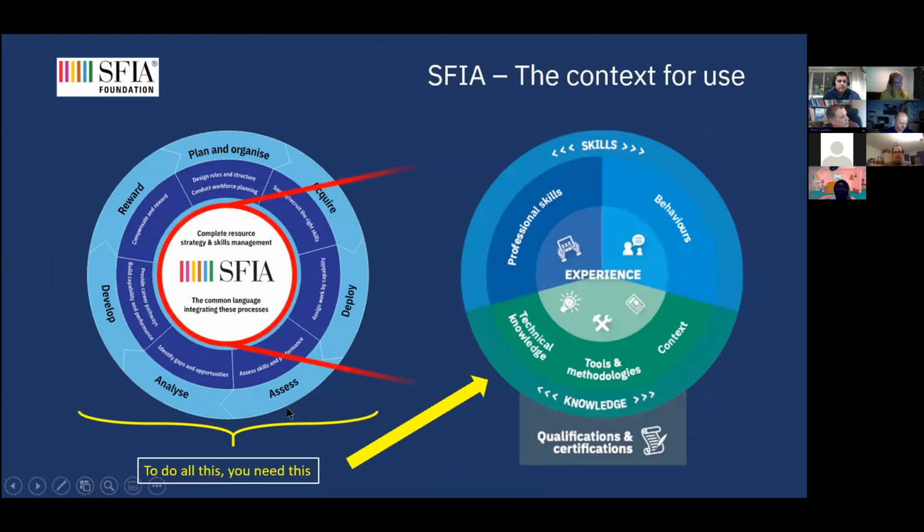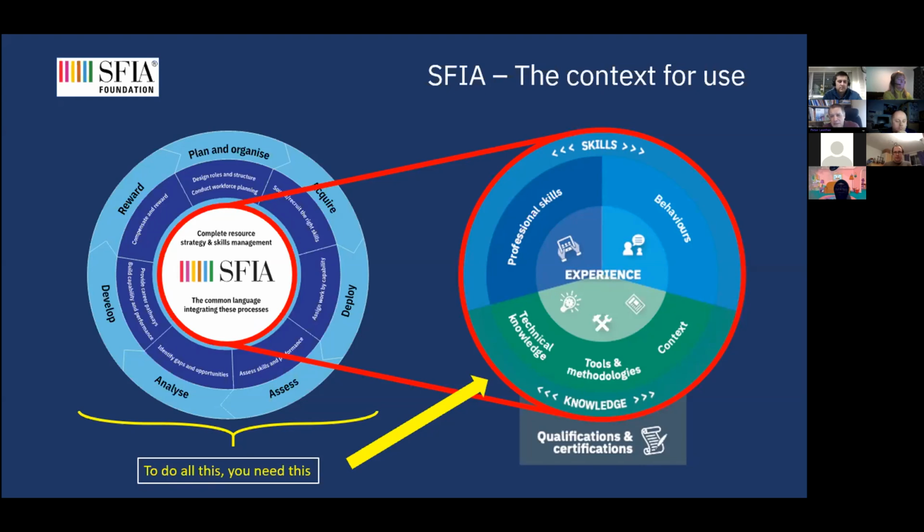We are getting to the core of the framework now. So why does Sophia exist? If we look on the left-hand side there, we see this cycle of activities that we do to manage people in organizations. So whether it's doing organization design and job profiling, recruitment, deploying resources onto projects, assessing people's skills, identifying skill gaps, developing people to fill skills gaps or develop their careers, and aligning reward and recognition to jobs. So those are the purpose for what Sophia exists for.